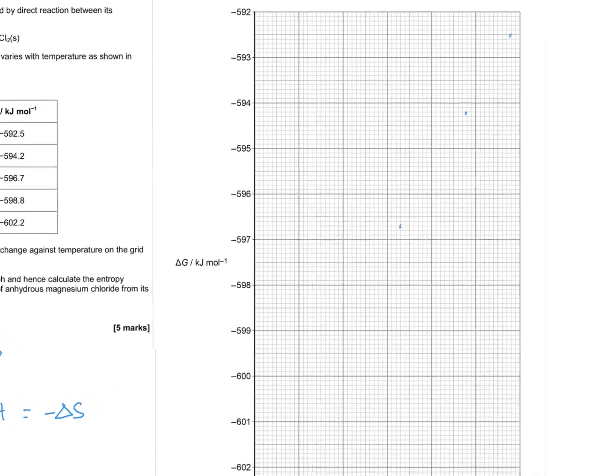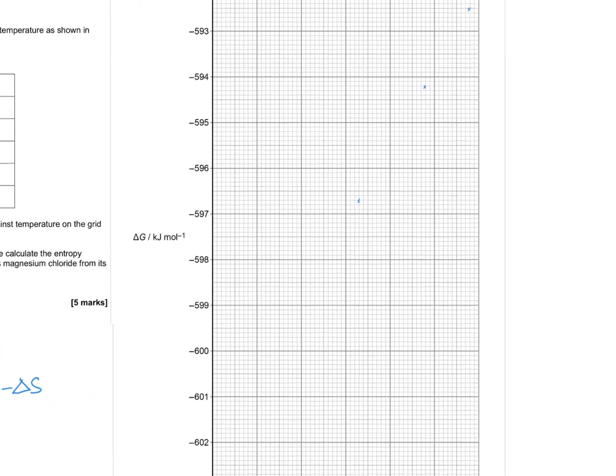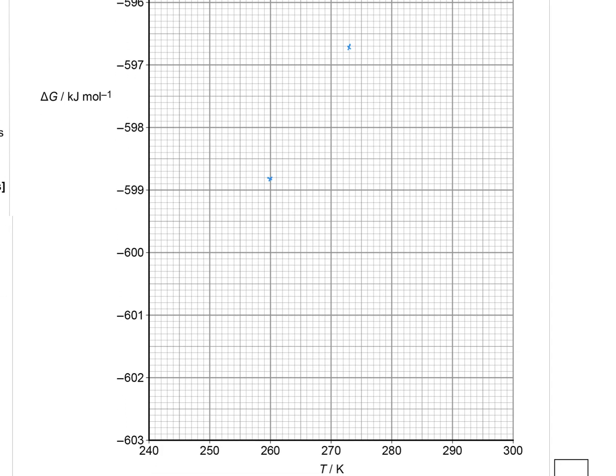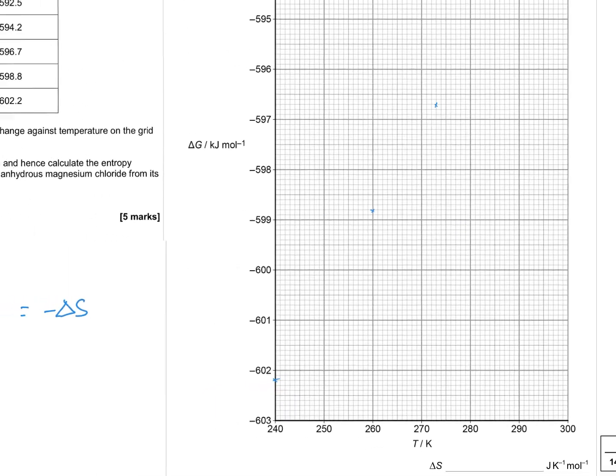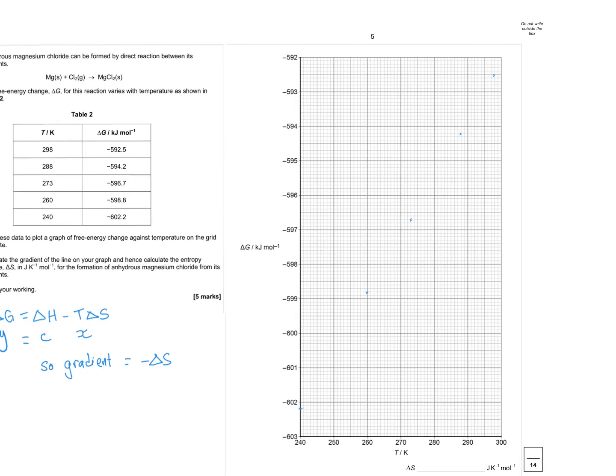So now we need to plot those data points. I'm able to enlarge it nicely because I'm using my iPad, but I think you guys have a bigger piece of paper than me anyway. There are marks for accuracy of plotting them. You're allowed within half a square, but you do need to make sure that you plot your data correctly. So we plot the points, and then we should be able to see that we get a nice straight line and draw a line of best fit.